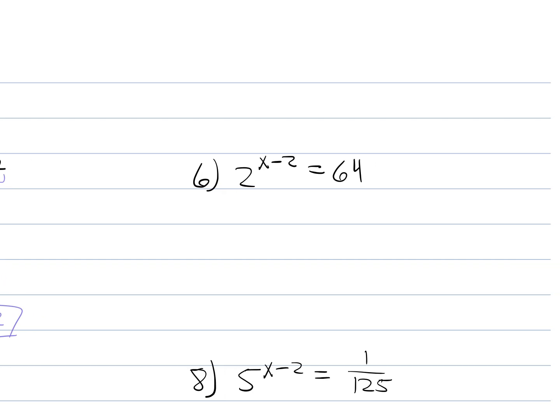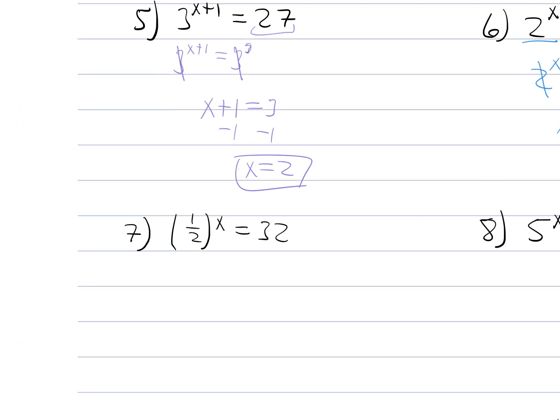Same thing with the next one. The next one's another pretty straightforward one, right? I see a 2 and a 64. 2 I'm going to keep. I'm going to change the bigger one to have a base of the smaller one, right? 64 you can rewrite as 2 to the power of 6. All right, and then this 2 and this 2 are going to cancel out, and then you get x minus 2 equals 6. You can add 2 on both sides, and then you get x equals 8.